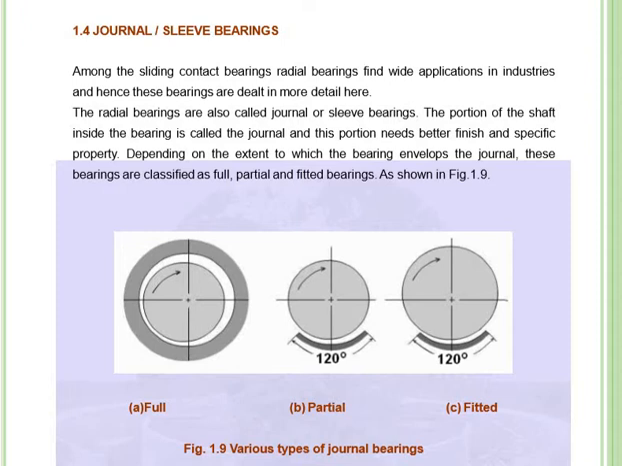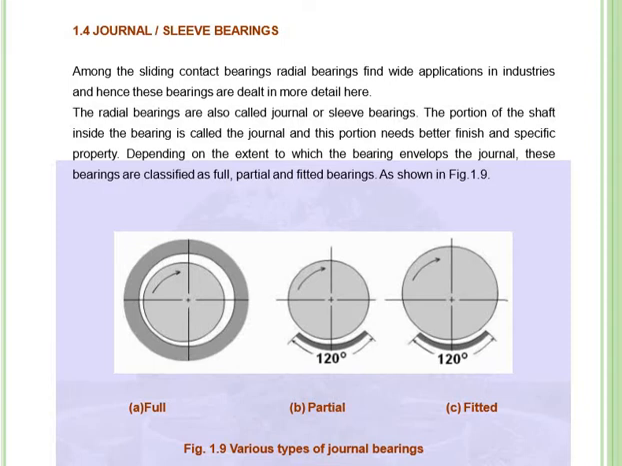So these are contact bearings. Their applications are mostly in industries, workshops and turbines. We can use these bearings in very slow speed turbines. These radial bearings are also called journal bearings or sleeve bearings.